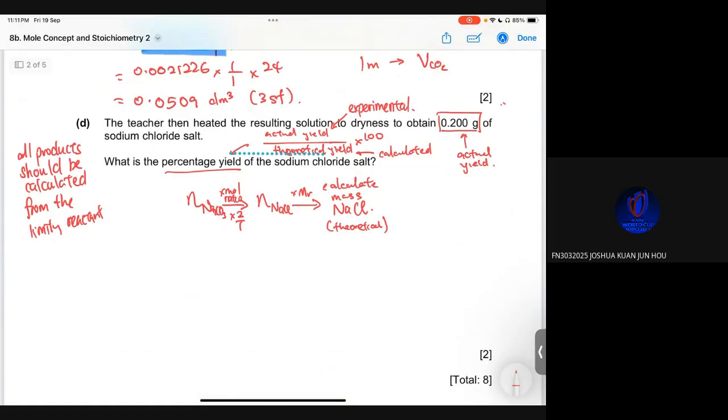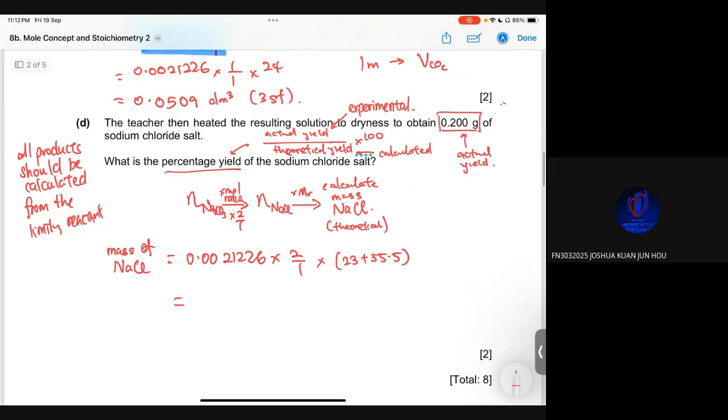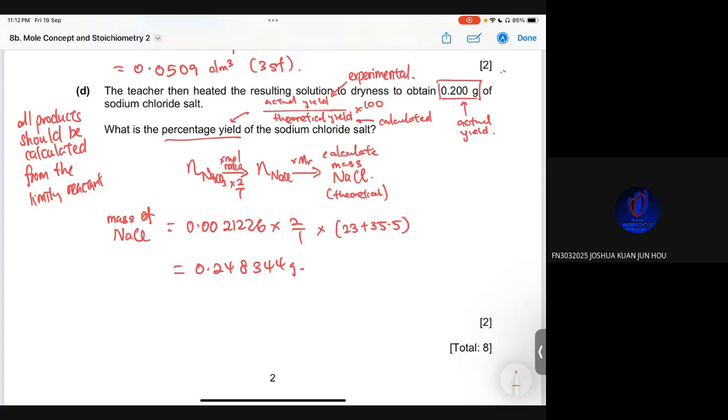So let's do it all in one step. Let's find the mass of NaCl. This is to take the number of moles of sodium carbonate, which is 0.0021226, times 2/1, which is the mole ratio, times the Mr, which is 23 plus 35.5. Okay? So you will take all this and lump them up all together. The theoretical yield will be 0.248344 grams.